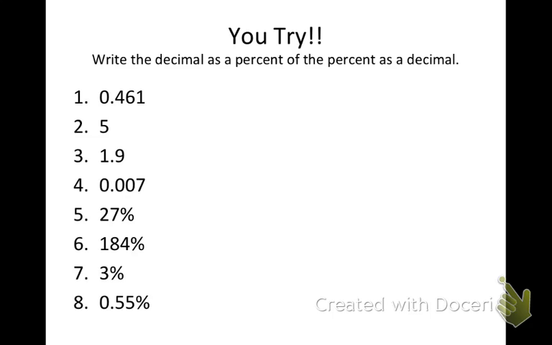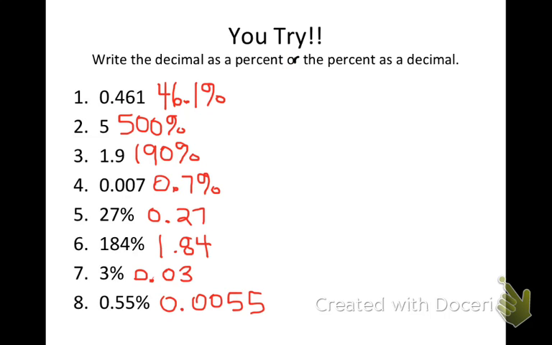You try. Write the decimal as a percent, or the percent as a decimal. Press pause. When you're ready to continue, press play. Check your answers to the You Try problems. If you missed a problem, go back and watch Example 1 and Example 2.